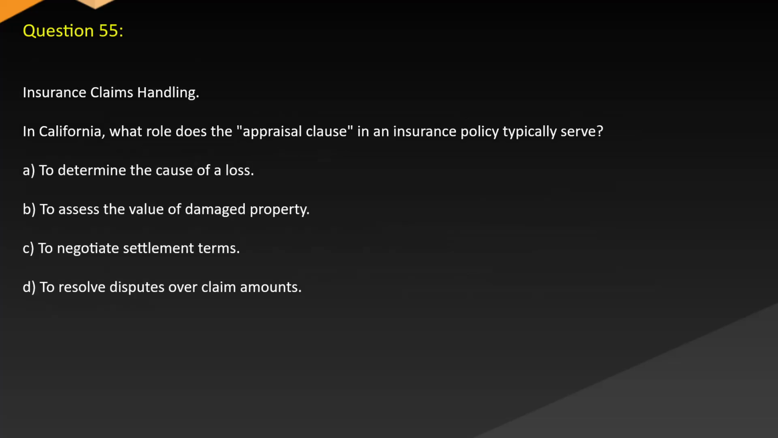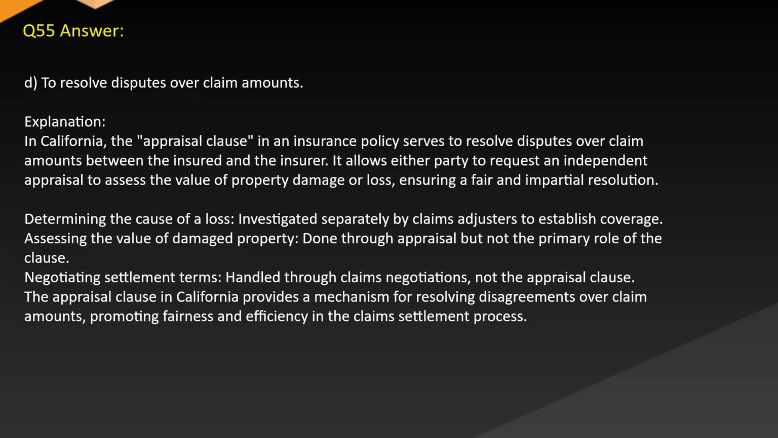Question 55. Insurance claims handling. In California, what role does the appraisal clause in an insurance policy typically serve? A. To determine the cause of a loss. B. To assess the value of damaged property. C. To negotiate settlement terms. D. To resolve disputes over claim amounts. Answer: D. To resolve disputes over claim amounts.